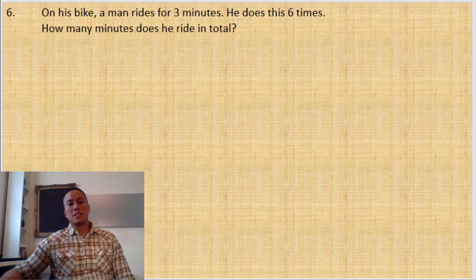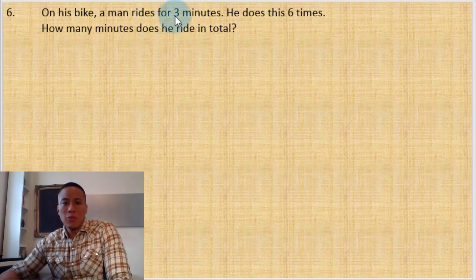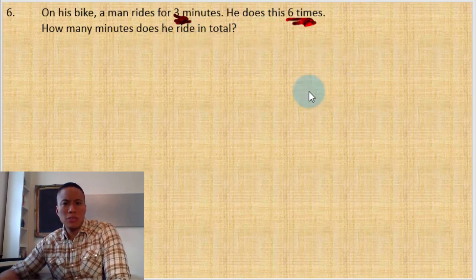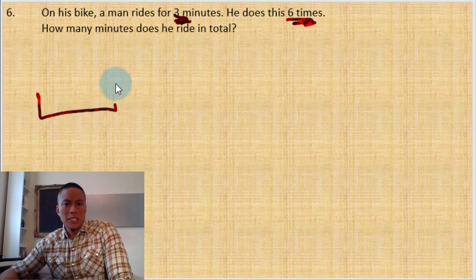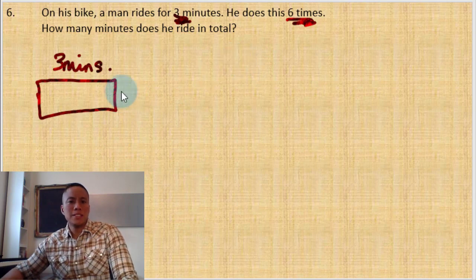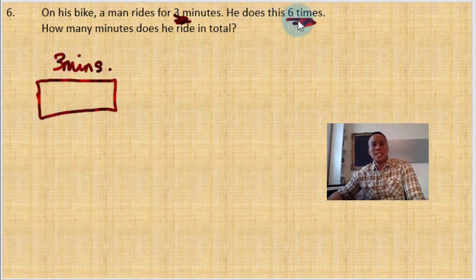Number 6. On his bike, a man rides for 3 minutes. Ooh, it's another time one, isn't it? And he does this 6 times. So how many minutes does he ride in total? So here's the man riding for 3 minutes. This is going to represent him riding for 3 minutes. I'm going to be lazy again. I'll put mins. Honestly, Mr. Guevara, 3 mins. So after 3 minutes, he's done it once. Okay, he says he does it 6 times.